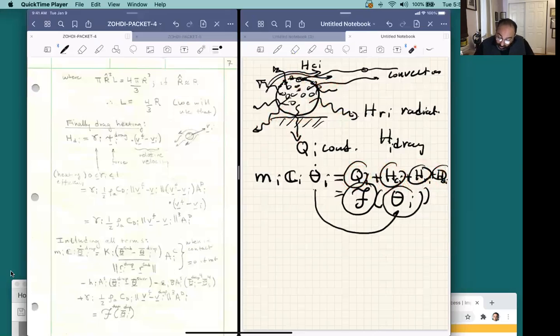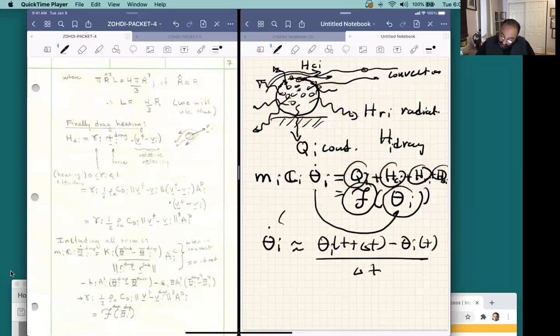So we have some tools. We know one thing. We have one trick. We have theta dot of I of t is approximately theta of I of t plus delta t, minus theta of I of t, divided by delta t. That's the approximation of this term there. We're going to then multiply everything on this side.